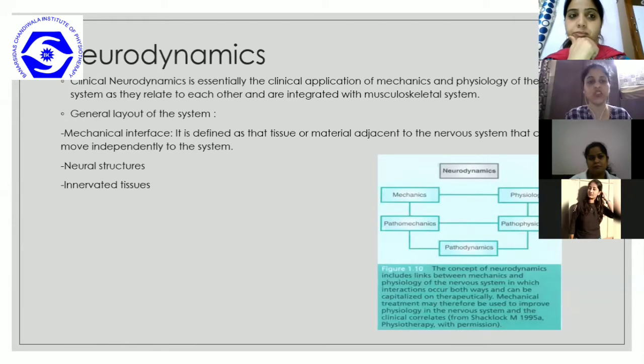So the general layout of the system I'll be talking about. There are three general layouts of the system, that is, the mechanical interface. Mechanical interface is basically defined as the tissue or material that is adjacent to your nervous system. The neural structures we are all aware of, and the innervated tissues we are all aware of.